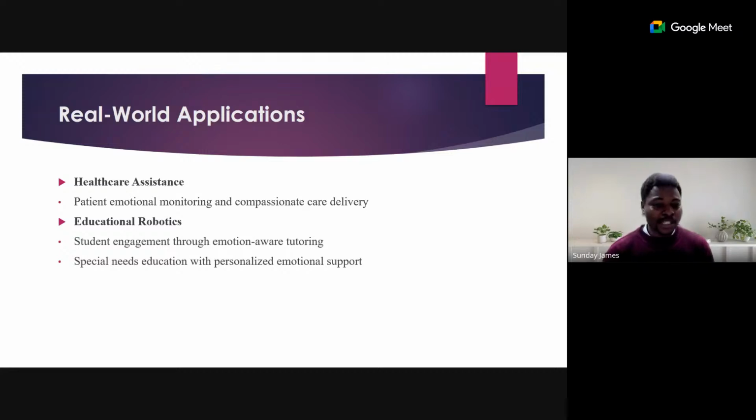We can also apply this in education: educational robots with student engagement through emotion-aware tutoring. The robot should be able to understand when a student is still in the game, when a student is no longer in the game, when a student is paying attention, when they are feeling sad, and when they are feeling satisfied with what they are getting. It should be able to mimic what the students are feeling and help create a good learning atmosphere.